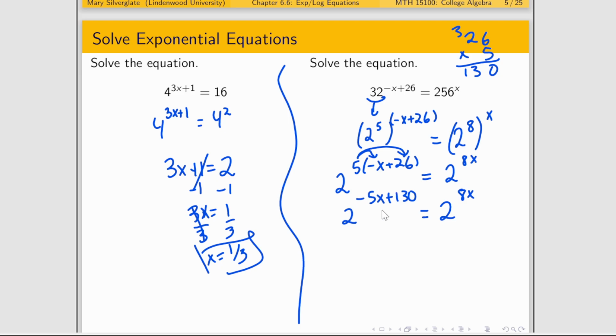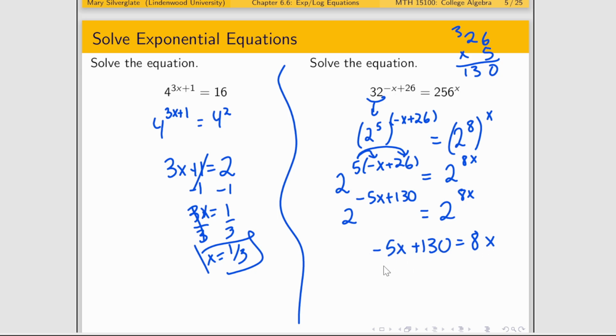And now that I've totally simplified within each of these exponents and they have the same base, I'm good to go to actually set up my equation. So that becomes negative 5x plus 130 is equal to 8x. Now I want to go about solving for x. There's more than one way to go about it, but I might notice that the right-hand side already only has x's and no constants. So I'm going to move my x's from the left to the right.